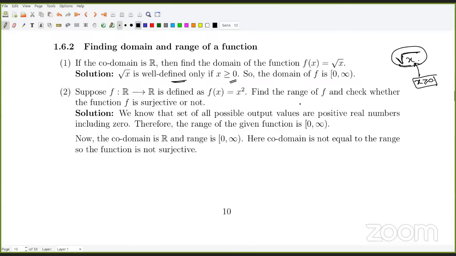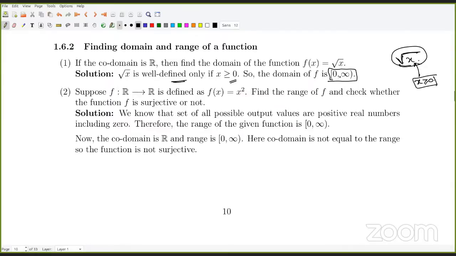Therefore, the domain will be, domain means what all inputs can be given to this function. What all real numbers can be the inputs? What all real numbers can I input in this function is all x greater than or equal to 0. So when I want to show it in interval form, it will be 0 to infinity, closed. So I can input any real number between 0 to infinity, and I will get a well-defined output. Therefore, the domain of f will be 0 to infinity.